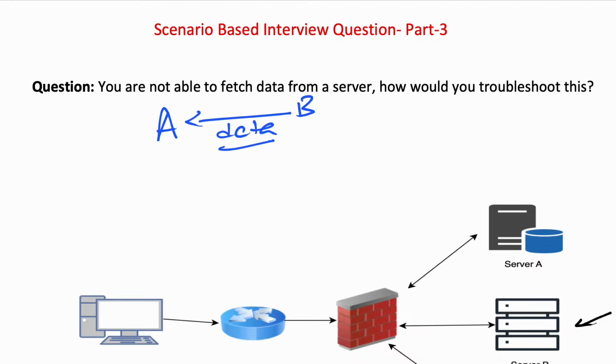Now for the second part, you will try to dig a bit deeper. You'll do a traceroute. From here, you'll send a traceroute packet to this particular server, and then you'll see if you're getting a response or not. By response, I mean you'll see where exactly the packet is going. If you do a traceroute and see the packet is getting dropped at the firewall, then you will troubleshoot the firewall.